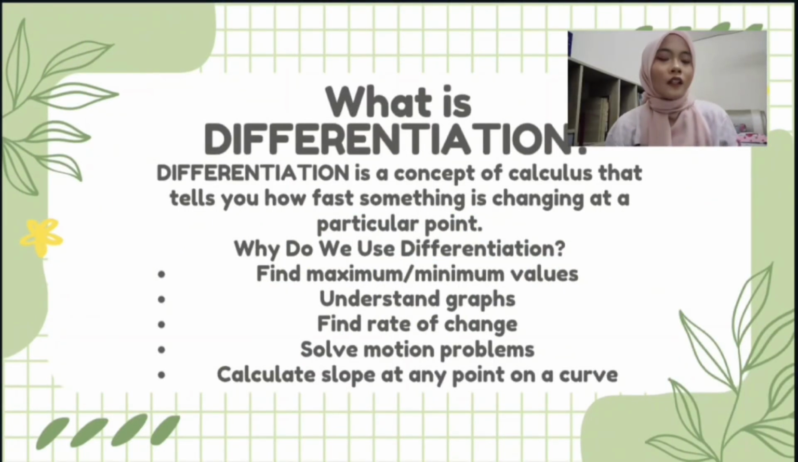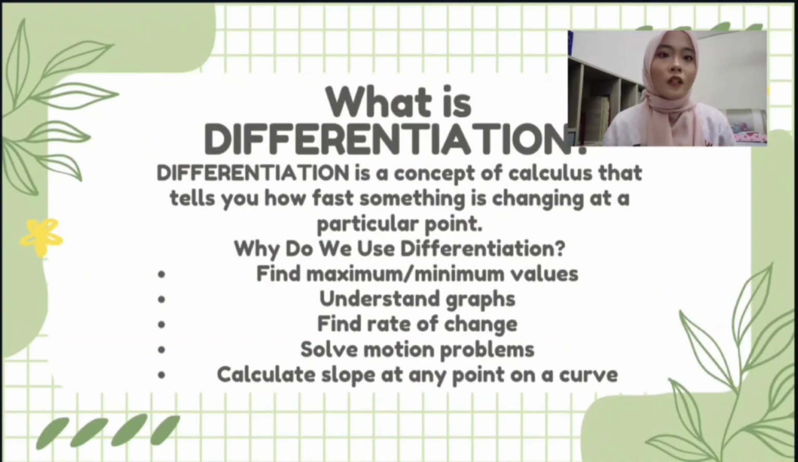So, what is differentiation? Differentiation is a concept of calculus that tells you how fast something is changing at a particular point. Why do we use differentiation? First, we need to use differentiation to find maximum and minimum values. How can differentiation help us find maximum and minimum values? Well, differentiation helps us identify the highest and lowest point on a curve. This is important for optimization problems like finding maximum profits, minimum cost, or most efficient design.